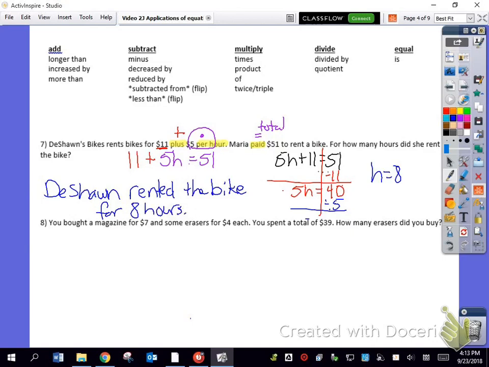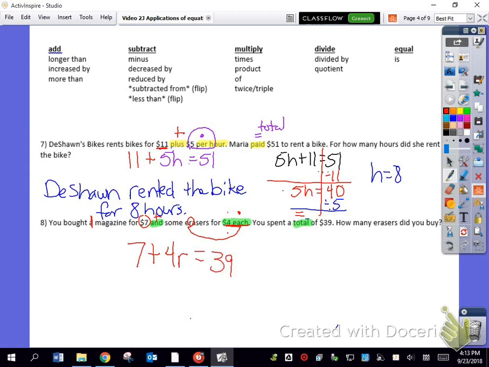You bought a magazine for $7 and some erasers for $4 each. You spent a total of $39. Okay. So you bought a magazine. That means you bought one of those. That means you spent $7, and "and" is your plus. Some erasers for $4 each. So this is going to be 4 times. Now what's it about? It's for each eraser. I'm going to use r. So 4 times r. A total means it's going to equal 39.